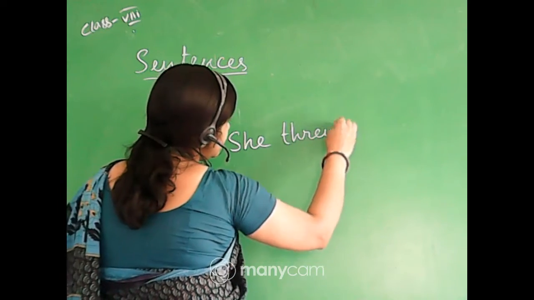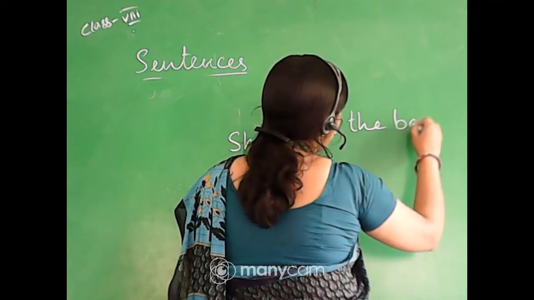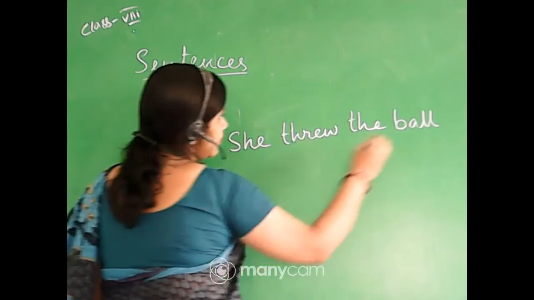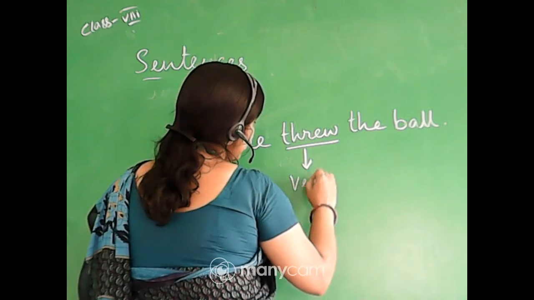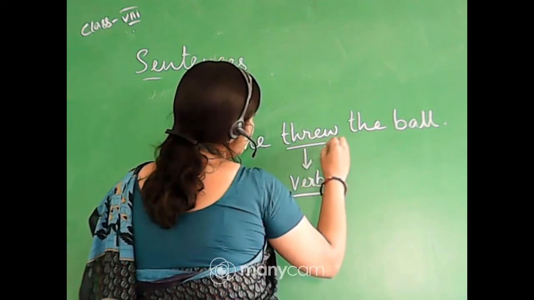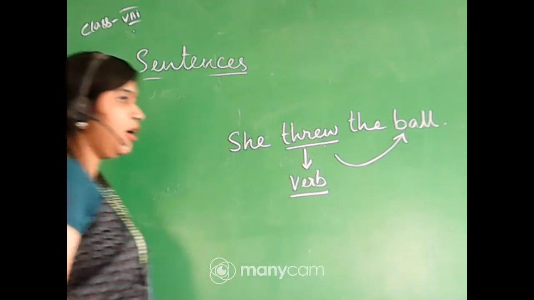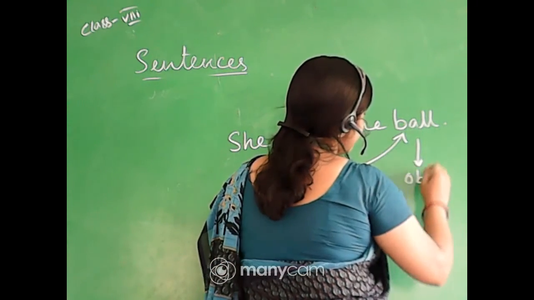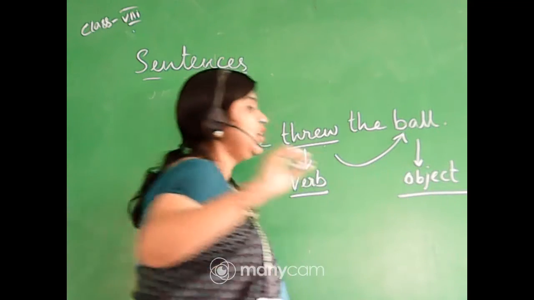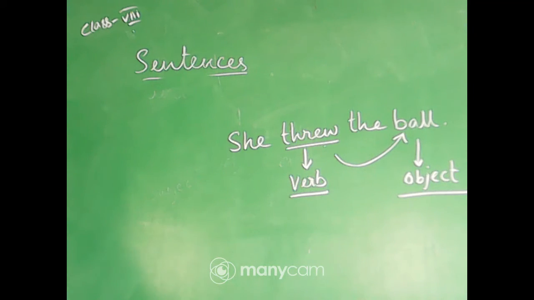She threw the ball. So threw is the verb. It's specifically a transitive verb and the action of the verb is directed towards the ball. So ball is the object. This becomes the object of the verb. This is the simplest way in which you can understand. So the object of the transitive verb is the noun, or noun phrase also, towards which the action of the verb is indicated, right? Now objects can be of two types, direct object and indirect object.